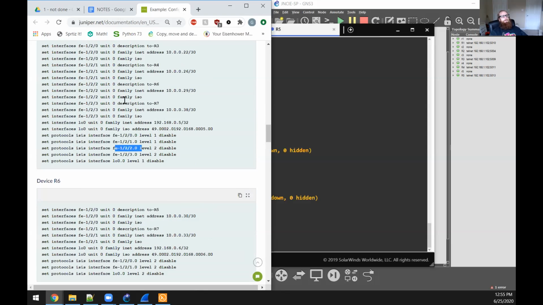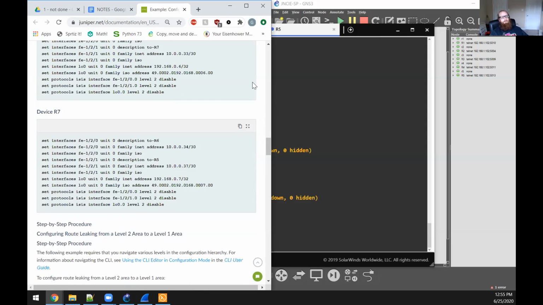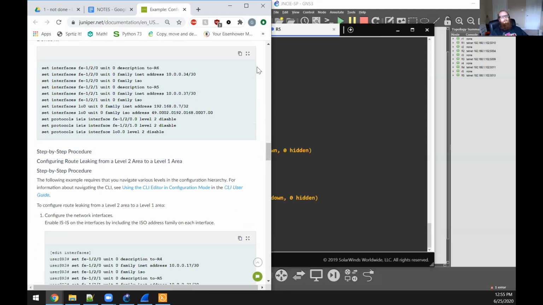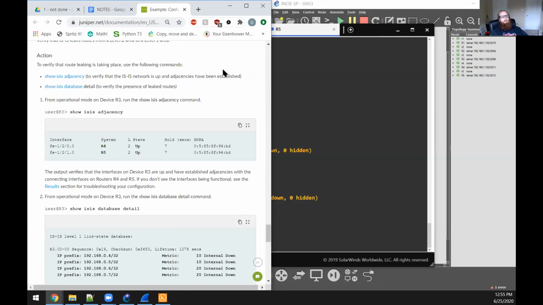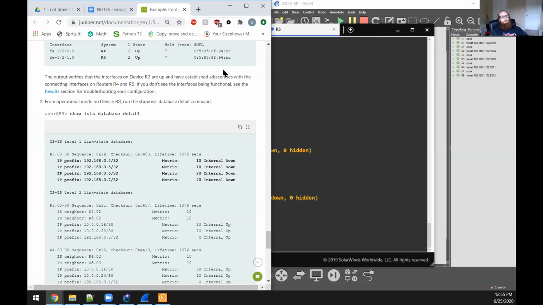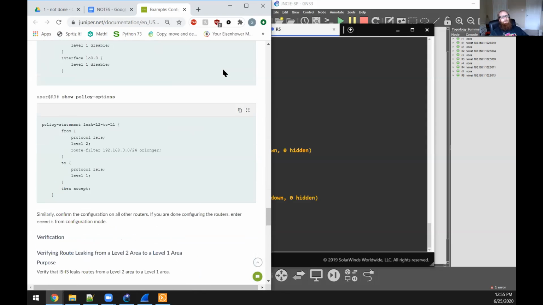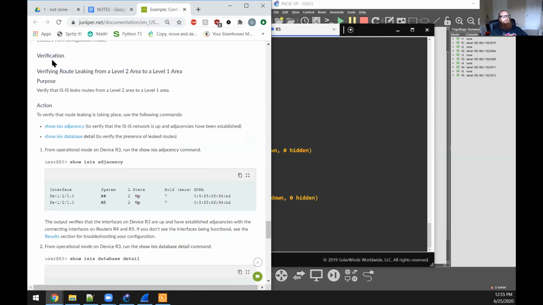So this is 2.2. These level 1 adjacencies are level 1. So it's not like you're having a level 1 and a level 2 adjacency. You're just having a level 2 adjacency, but this lab is expecting to have a level 1 route sent through that. Let's do the verification steps.